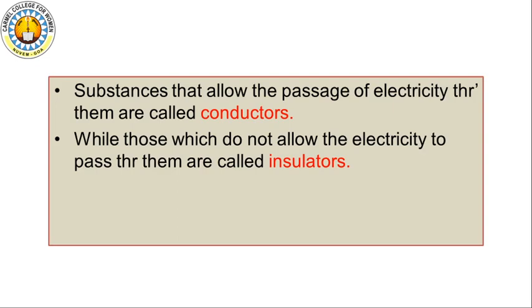What is conductance? The substance or substances that allow the passage of electricity through them are usually called conductors. When current passes through any substance, those substances are called conductors, while those which do not allow the electricity to pass through them are called insulators.